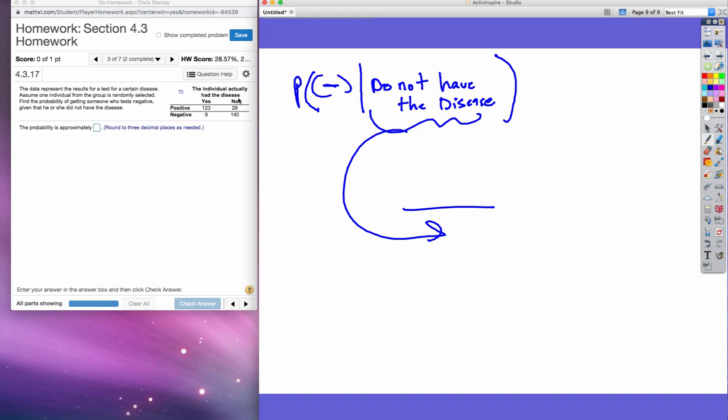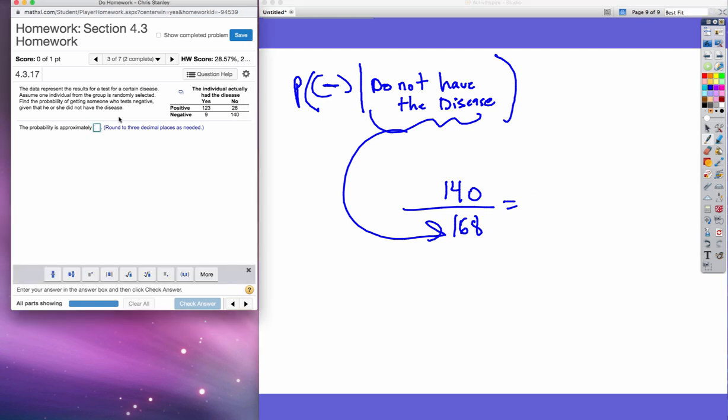Okay, the individual has the disease, yes, no. So there's 140 plus 28. So that's 140, 150, 160, 168 people don't have the disease. Okay, so out of these 168, how many were negative? 140. Test negative, given they don't have it. That should be high. They should test negative if they don't have it. So I got 0.833333.